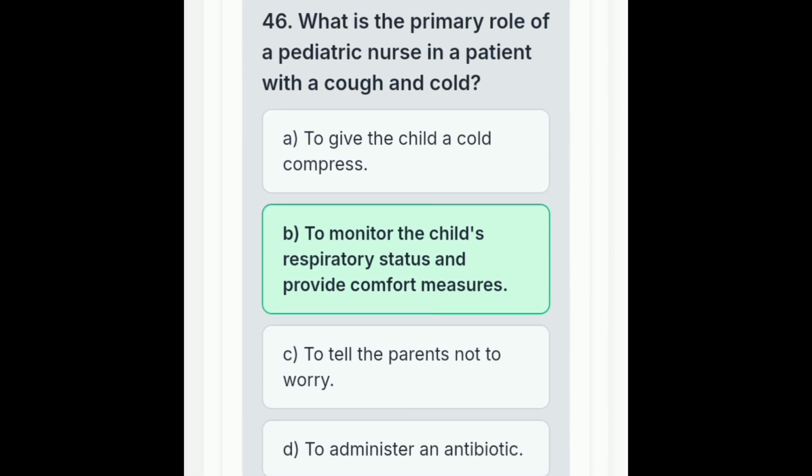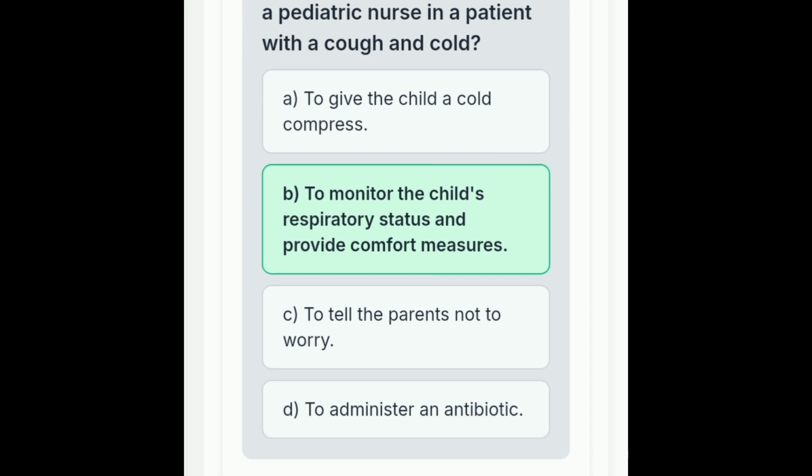46. What is the primary role of a pediatric nurse in a patient with a cough and cold? Option A, to give the child a cold compress. Option B, to monitor the child's respiratory status and provide comfort measures. Option C, to tell the patients not to worry. Option D, to administer an antibiotic. B is the correct answer.